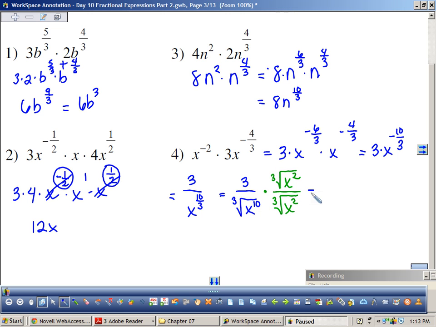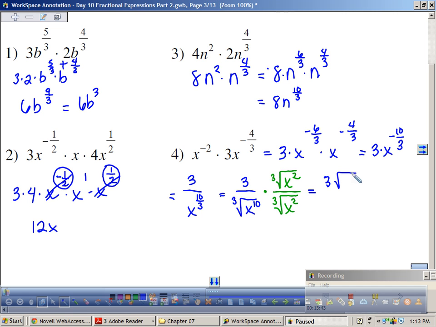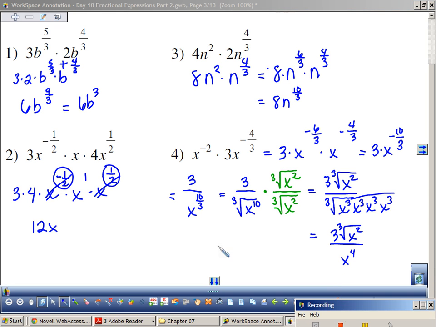Now this part is review. So I have 3. I can't simplify this at all, right? Cubed root x squared all over, I'm not going to skip a step this time, x to the 12th, or how about x cubed times x cubed times x cubed times x cubed. I've got 12 of them, which leaves me with 3 cubed root x squared all over. How many get kicked out? 4, and that's your answer.